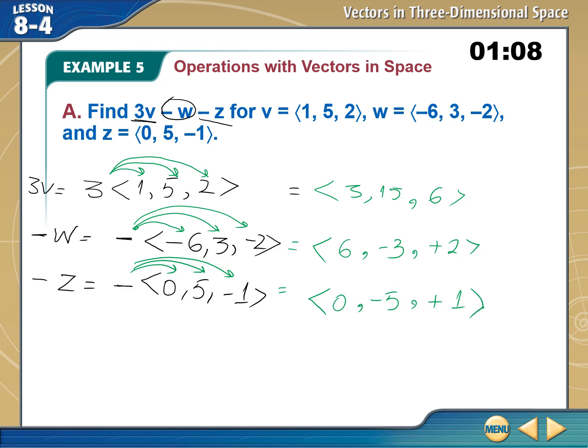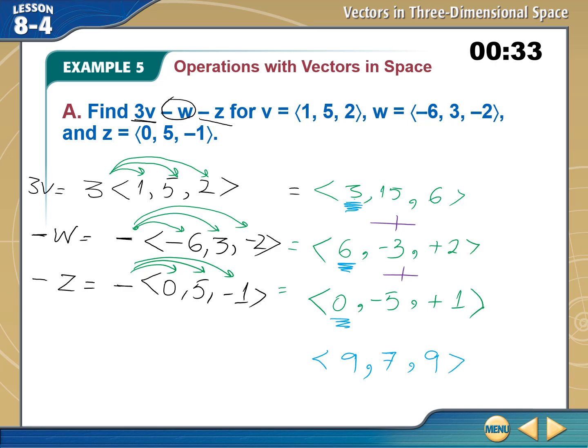Now in the end, you just add all these vectors and that would be your final answer. All the x components will be added: 3 plus 6 plus 0, so it will be 9. For y, 15 minus 3 is 12, 12 minus 5 gives us 7. Now for z, 6 plus 2 is 8, 8 plus 1 is 9.